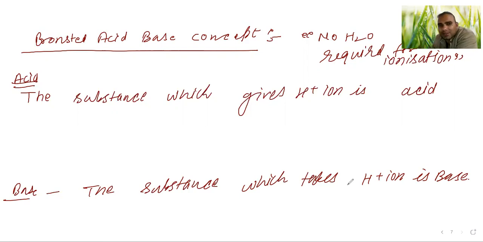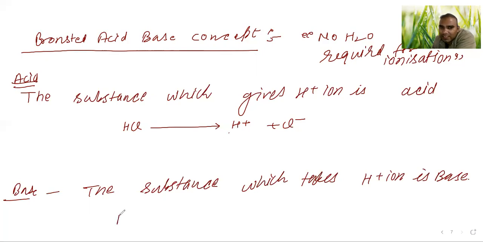Now let us go with an example. The simple example is HCl. It is giving H plus and Cl minus. Although it is an Arrhenius acid also, giving H plus ion in water, if there is no water it is also going to give H plus. So since it gives H plus ion without water, it is also a Bronsted acid.